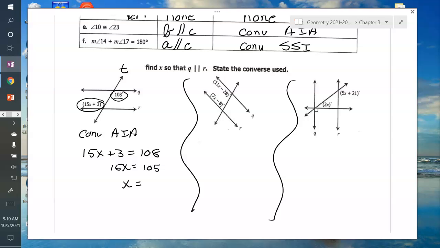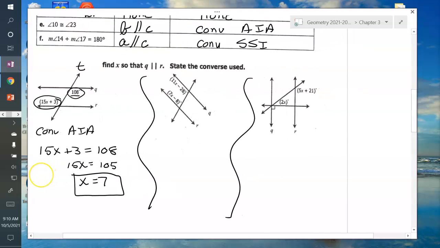And I got 7. No, that can't be. 105 divided by, yeah, 7. This means that when x equals 7, those two angles are congruent, and that means that lines Q and R are parallel. All right, let's look at this one in the middle.